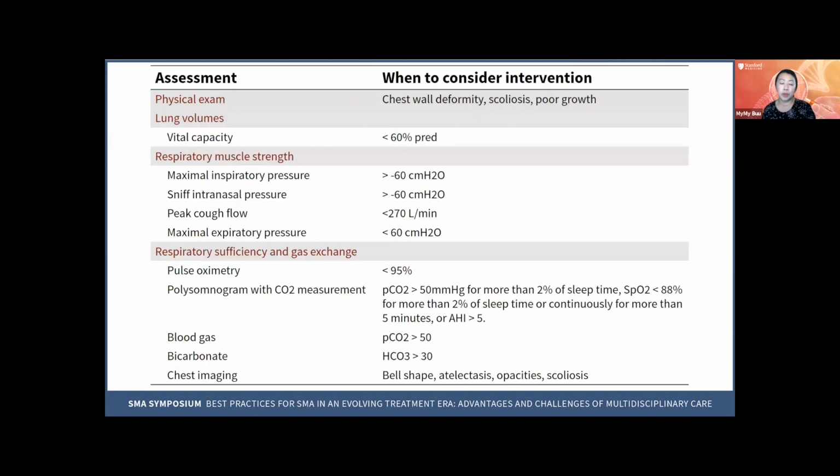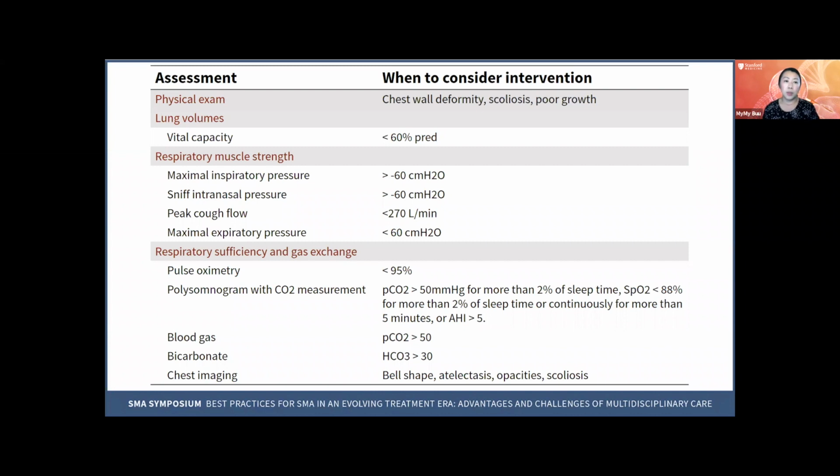So we've covered the respiratory sequelae, and now I'd like to cover how to assess for this. In this table, I tried to show the assessment on the left side and when to consider intervention if you find an abnormality during your assessment. In physical exam, the things that we look for that may prompt an intervention are chest wall deformity, scoliosis, or poor growth in terms of weight.